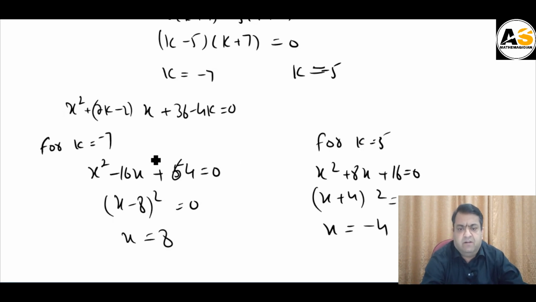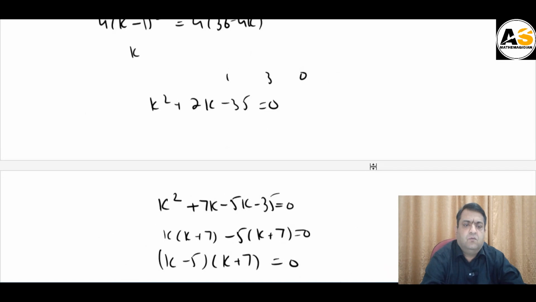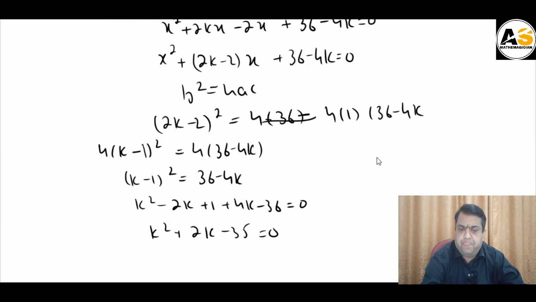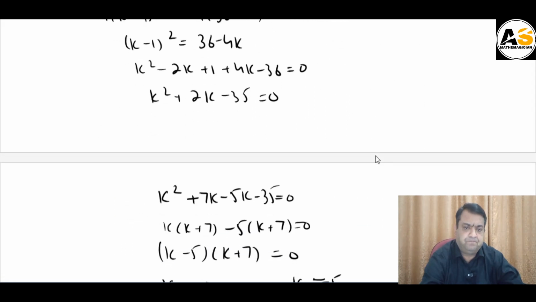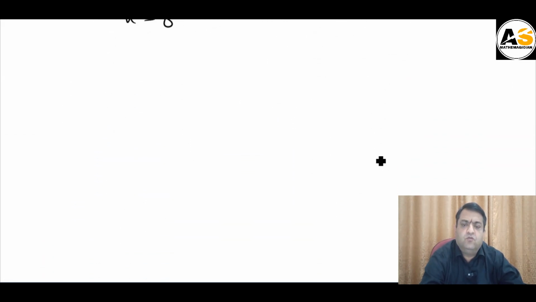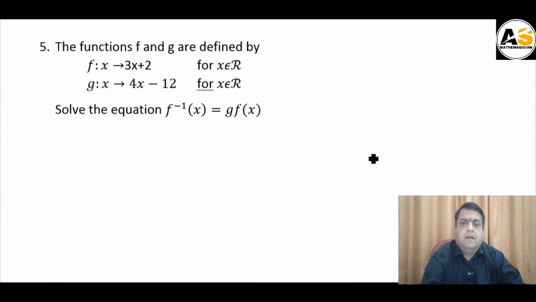You would have observed that for k is equal to minus 7, the equation has equal roots, and for k is equal to 5, the equation has equal roots. And this was basically the condition by using which we found the value of k. So dear student, this was question number 4. Let us move to our next question.